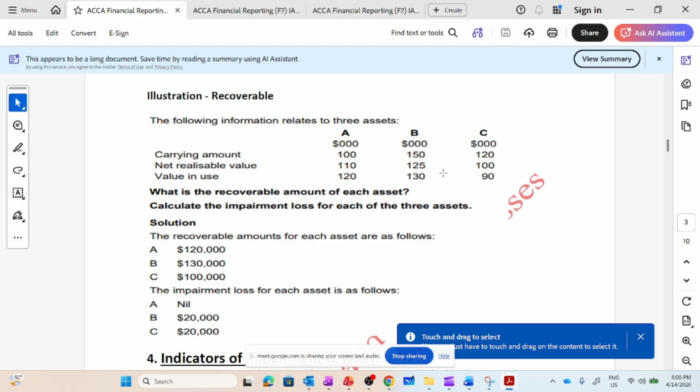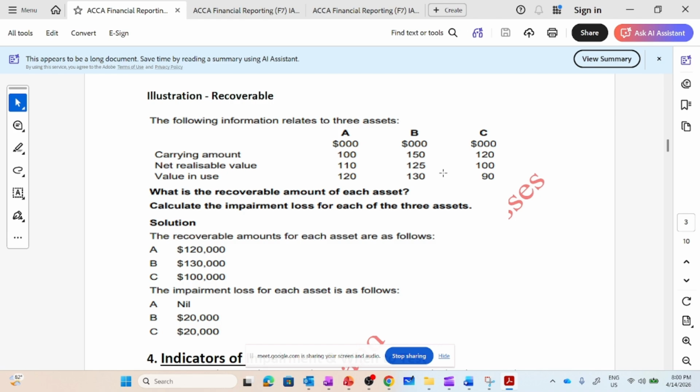So for asset B, the carrying value is 150 and the recoverable value, which is the value in use, is 130. So the carrying value is greater than the recoverable value. So there is an impairment. There is an impairment between the carrying value and the recoverable value, which is 20. 150 minus 130 is what we refer to as the impairment.